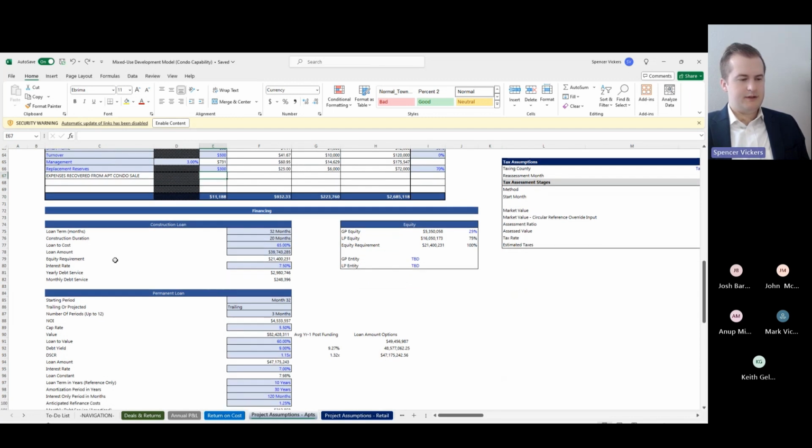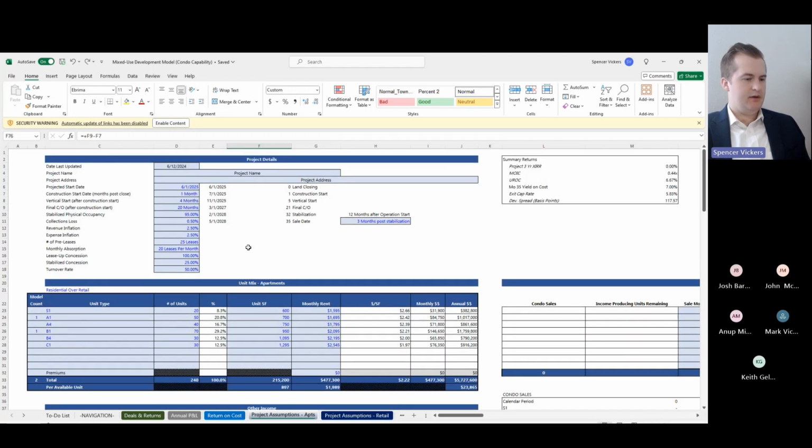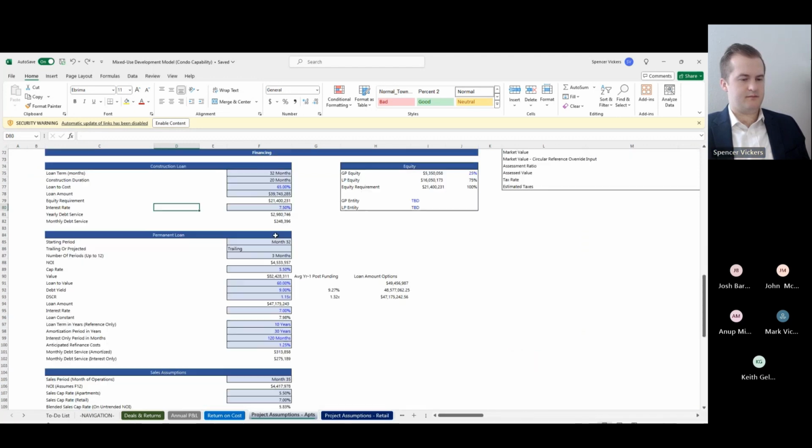For the construction loan, you've got loan term in months, which is currently set to either the disposition date, if you don't have the permanent loan on, or whenever the permanent loan is funded, whichever one is earlier. Then the construction duration, which is just the length in between the final CO and when construction starts.